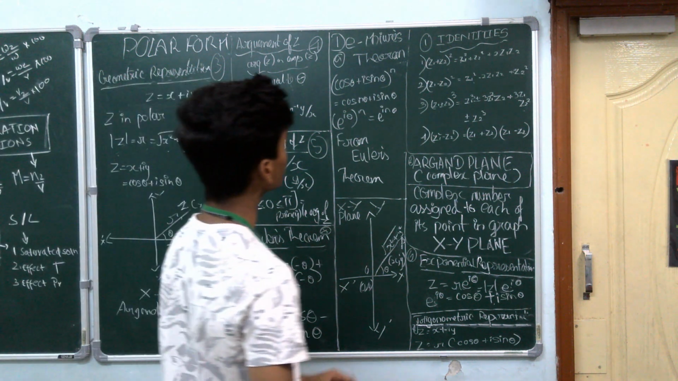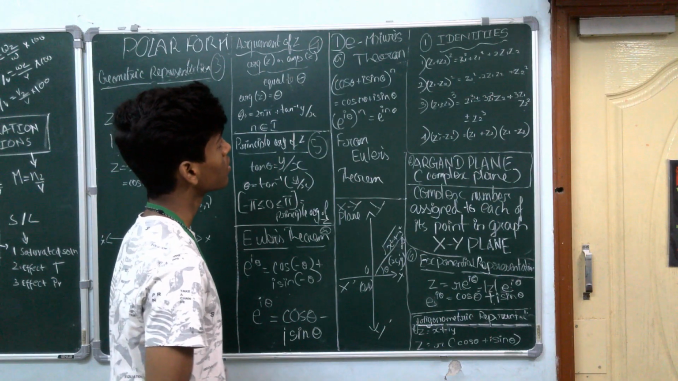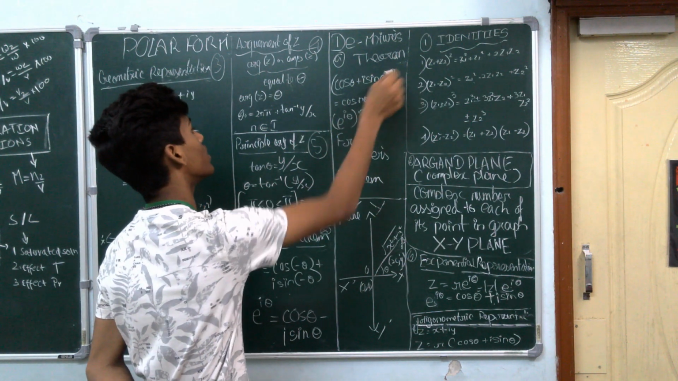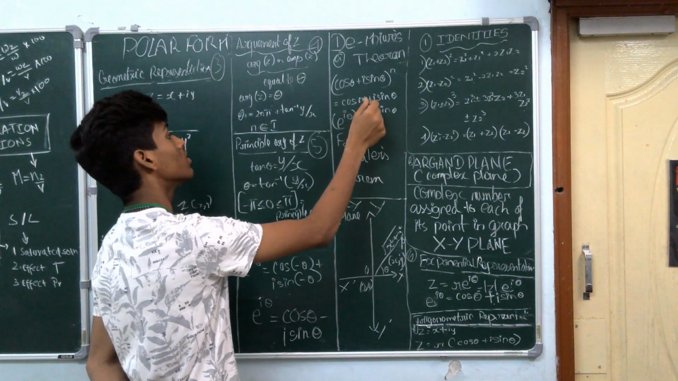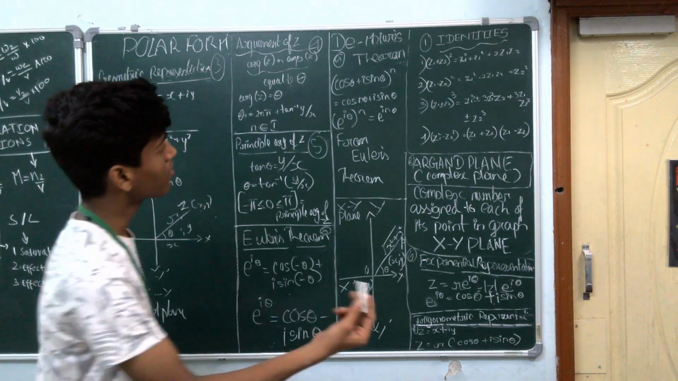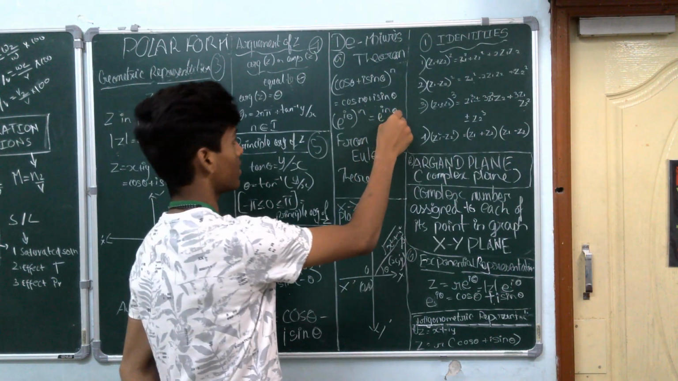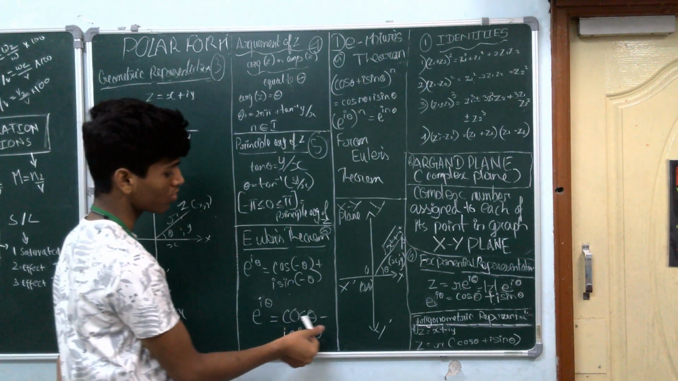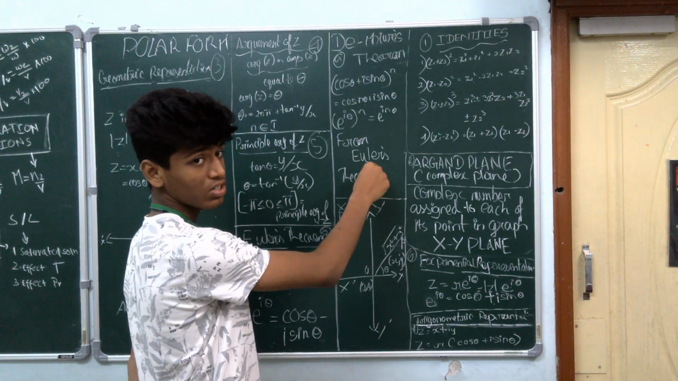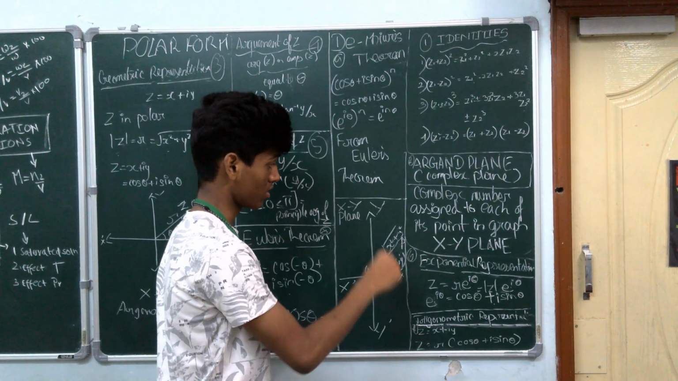And next, De Moivre's theorem. It says (cos theta plus i sin theta) power n is equal to cos n theta plus i sin n theta. Here (e power i theta) power n is equal to e power i n theta. We saw already that e power i theta is equal to cos theta plus i sin theta. From Euler's theorem we have seen this De Moivre's theorem, and we can also see some graphical representation of this.